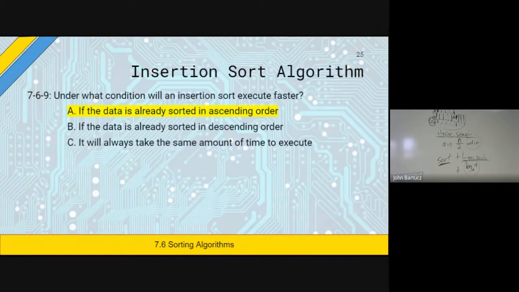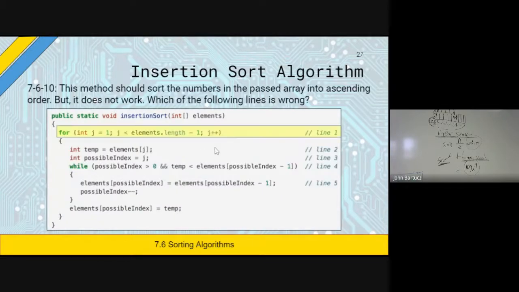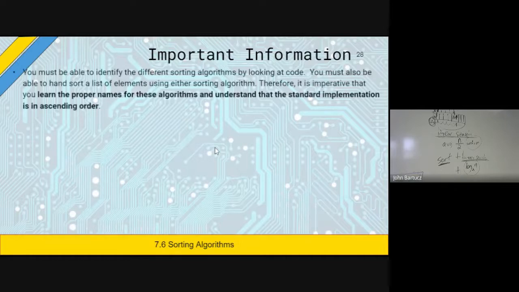So if the data is already in sorted order, there's nothing for insertion sort to do, right? If you have 1 through 9 and you're looking at 10, it doesn't swap because 10 is bigger than 9. In the worst case, it's reverse sorted and it has to swap every one all the way. That would be n squared, right?